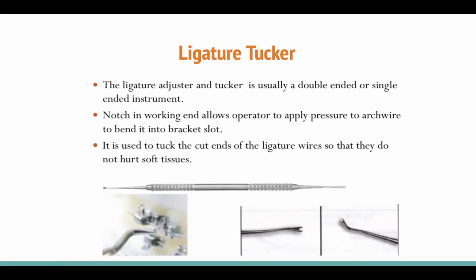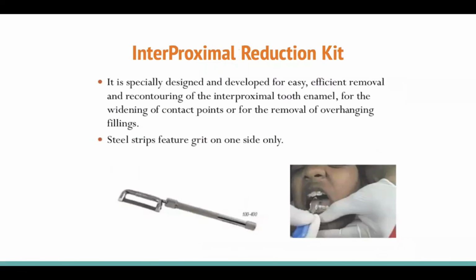The ligature adjuster and tucker is usually a double-ended or single-ended instrument. The notch in a working end allows the operator to apply pressure to the archwire to bend it into the bracket slot. It is also used to tuck the cut ends of the ligature wires so that they cannot hurt the soft tissues. So when you place the wire ligature, even for tucking in, this can be used. So it has three uses. It helps to make the ligature wire tuck in, it helps to push the wire in the slot, and it helps to put the rubber ligature.